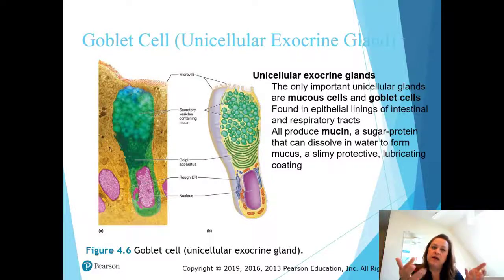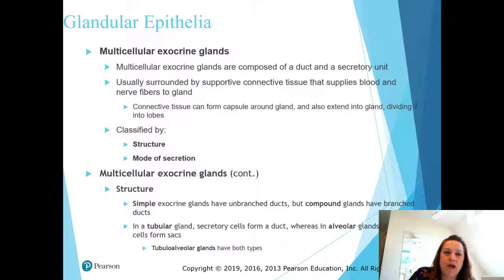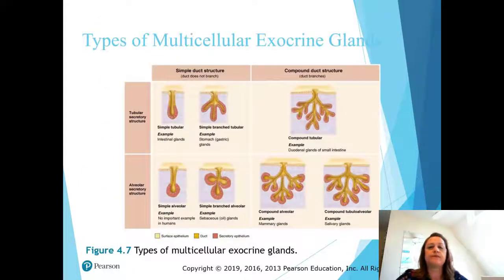And then the cilia is going to bring it all up so I can go and swallow it down. So goblet cells, pretty important little guys, but they're unicellular exocrine glands. So then we also have multicellular exocrine glands that vary based on structure and their mode of secretion.